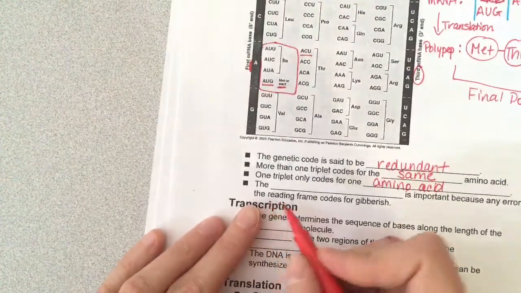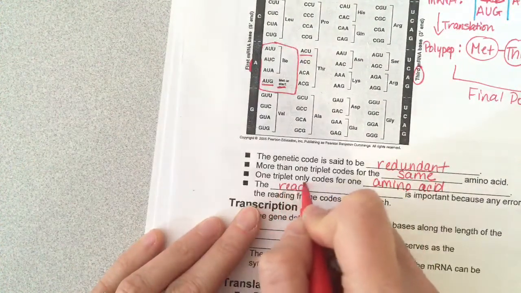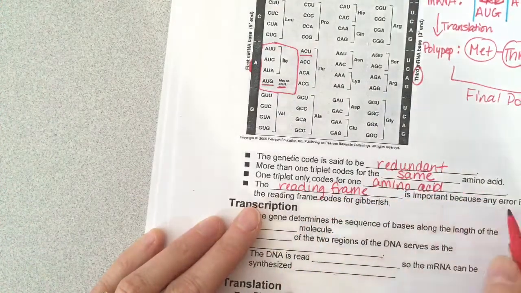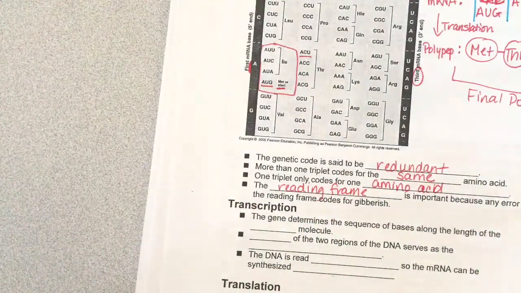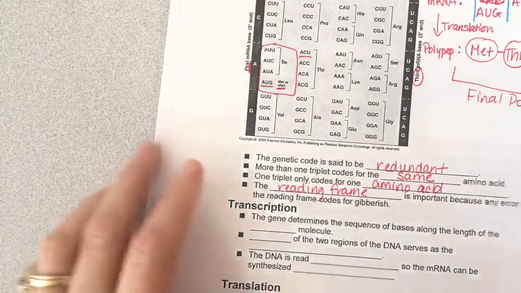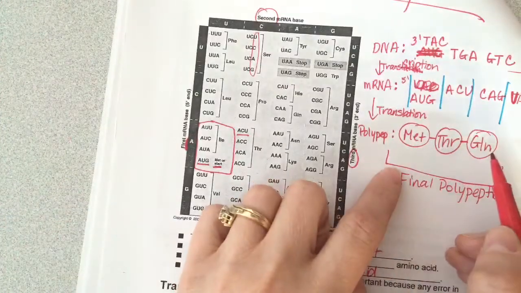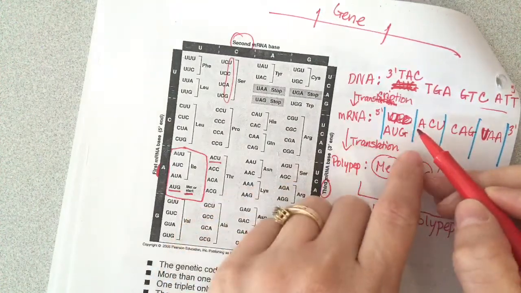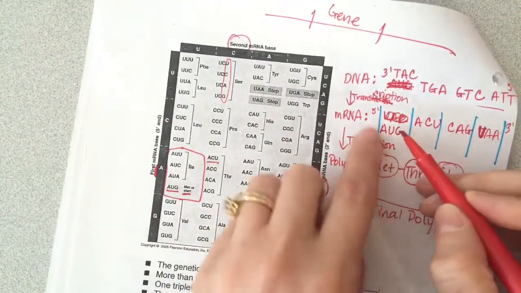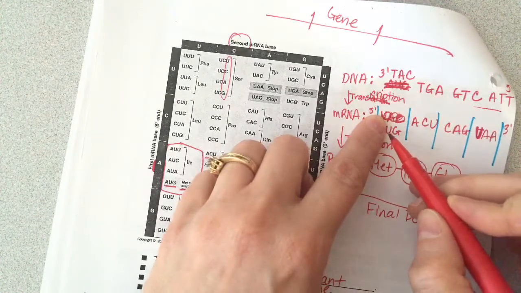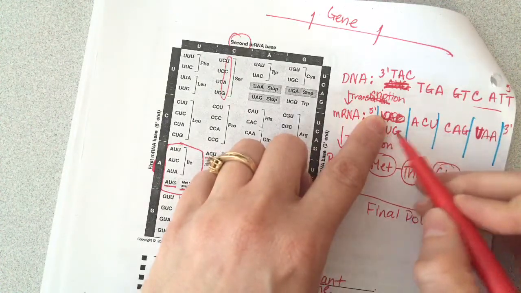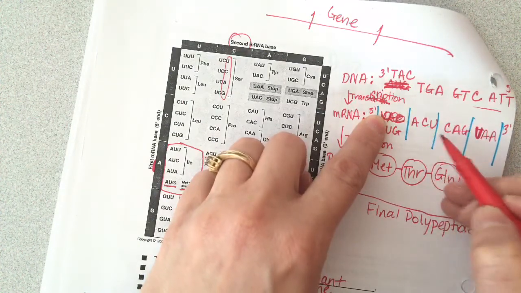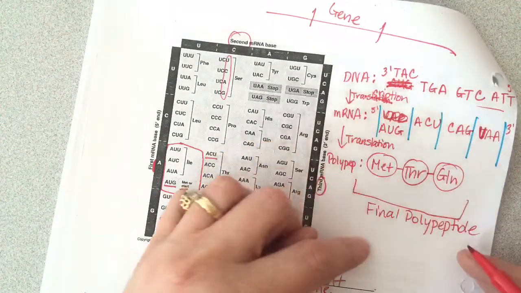So then the reading frame is a really big deal. The reading frame is important because any error in the reading frame could code for gibberish. So if this is the 3 amino acids you're supposed to hook together, can you see that if you didn't read it AUG, then ACU, and you started here with U and UGA, that would code for a totally different amino acid, and then CUC, totally different amino acid, and you would get a different protein.